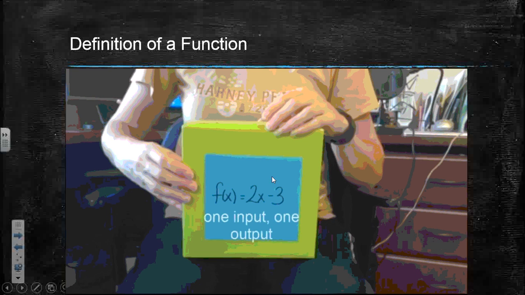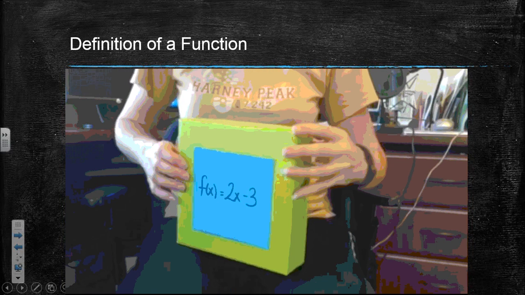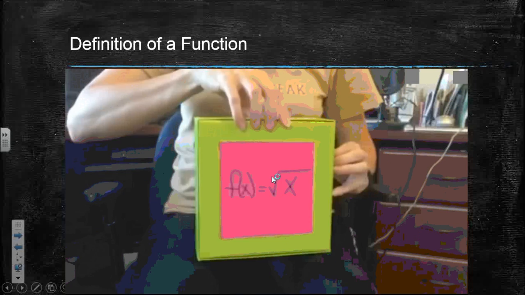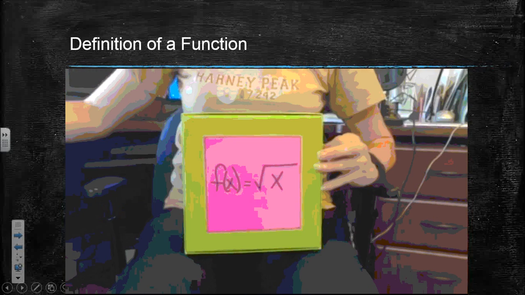Magic. Sleight of hand, here we go. 1 input, 1 output is a function. For every X that's going in, 1 Y comes out. Uh-oh, here we go. Change the function machine.